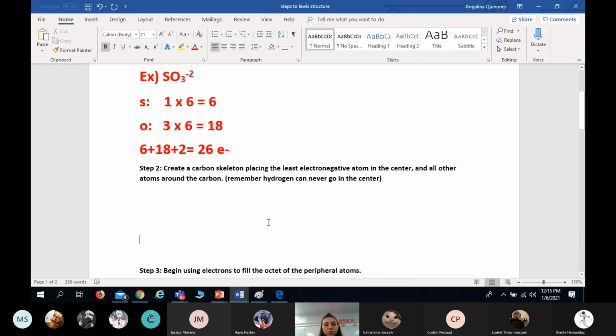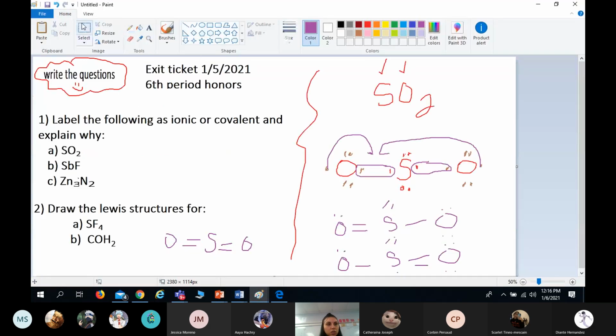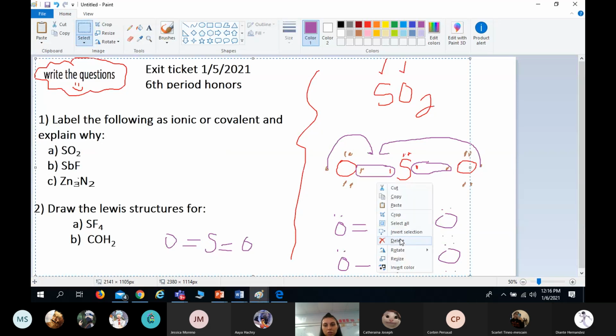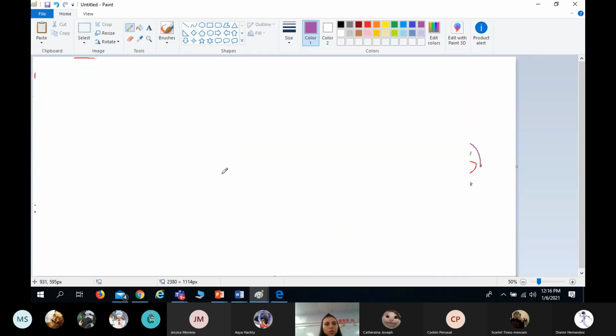All right, so it's really hard for me to do this here, so I'm gonna go to Paint, and I'm going to draw it. So sulfur goes in the center, and then we're gonna singly bond. These little lines represent single bonds, all of the oxygens. There were three oxygens, so oxygen, oxygen, oxygen. Yes, that's correct, Michael.